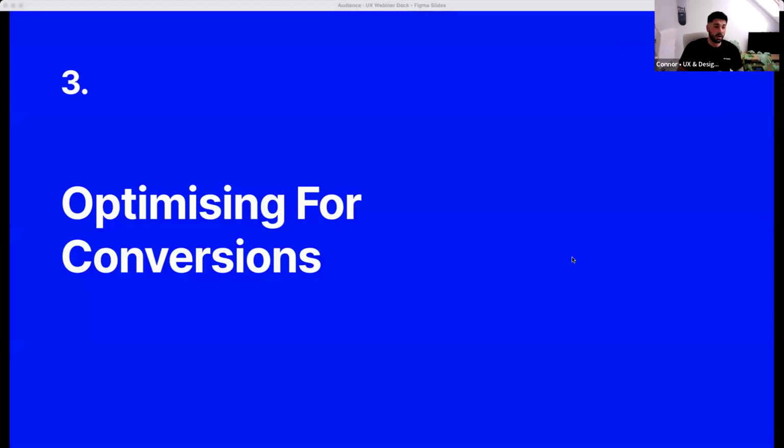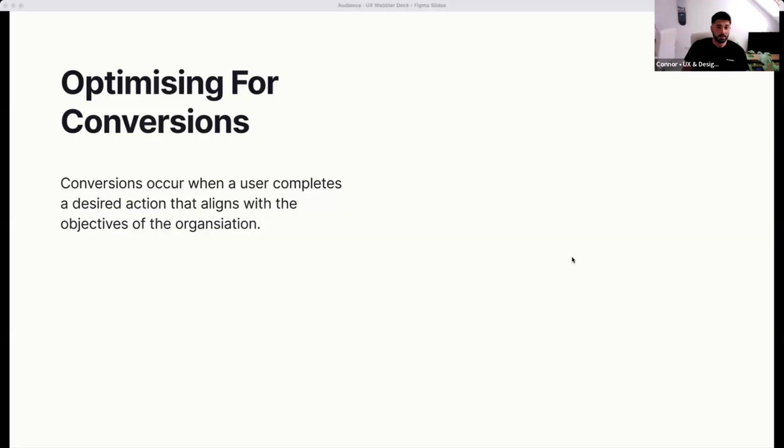And that leads me on to our next subject, which is optimizing for conversions. Website conversions are pivotal in turning passive visitors into active participants and customers. Conversions occur when a user completes a desired action that aligns with the objectives of the organization. A site can have many different desired actions, as we know is common with arts and culture sites. In relation to this sector, these could be booking an event or making a donation, purchasing a membership, or even just reading a news article, to name a few.